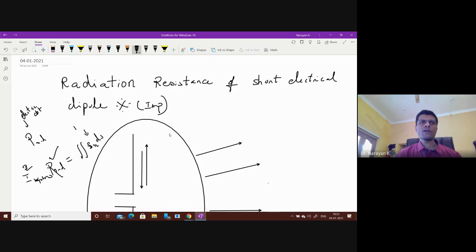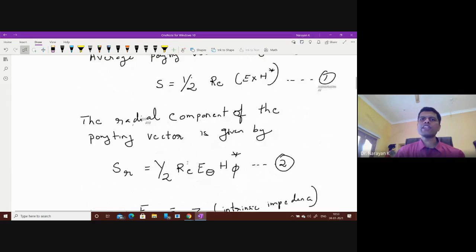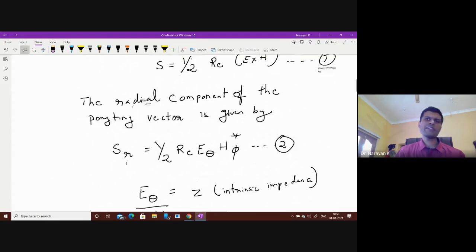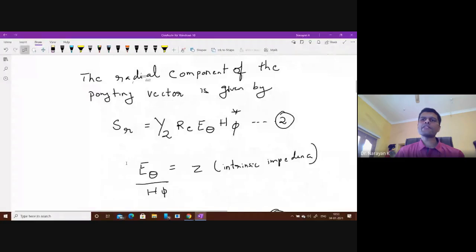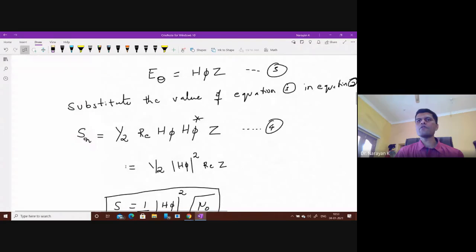This is your power radiated from field theory, or the Poynting vector. So these two you need to equate and find this radiation resistance. So that is why we have done all this exercise. The power radiated in free space is given by the Poynting vector, half of the real part of E cross H conjugate. So the radial component will be half of the real part of E theta H phi conjugate. E theta by H phi is your intrinsic impedance Z. E theta will be H phi into Z. Substitute the value in equation 2.